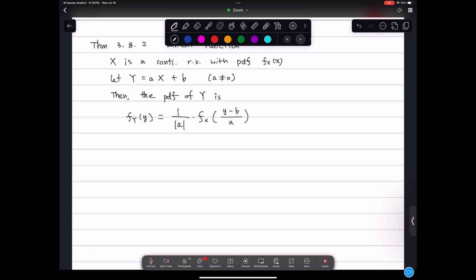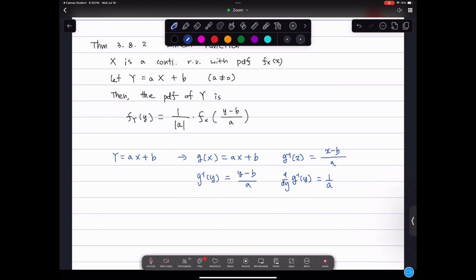So you can think about doing this quickly. Your y is ax plus b, which means your function g is ax plus b. So your inverse of the function g is (x minus b) over a. So if I replace it with y, the inverse at y is (y minus b) over a, and the derivative of this g inverse is 1 over a.